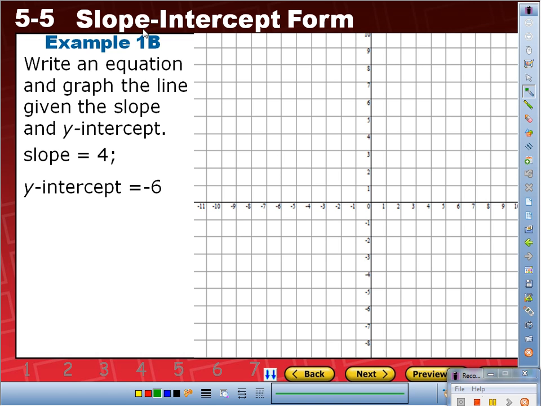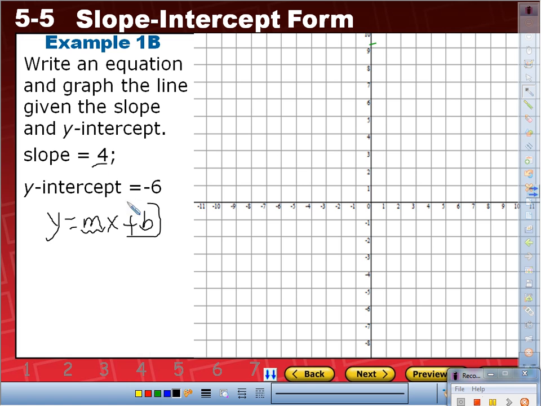So, you wrote example 1B and the slope and the y-intercept. Okay? So first things first, we need to write our equation. What is our form? Y equals mx plus b. So, what is m? 4, which is the slope, and what is b? -6. So therefore, we substitute those in here. So our equation is y equals 4x minus 6.